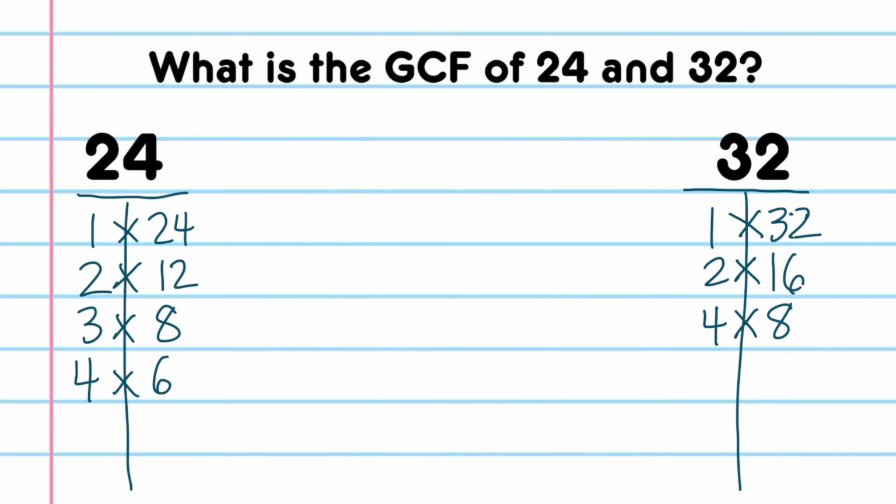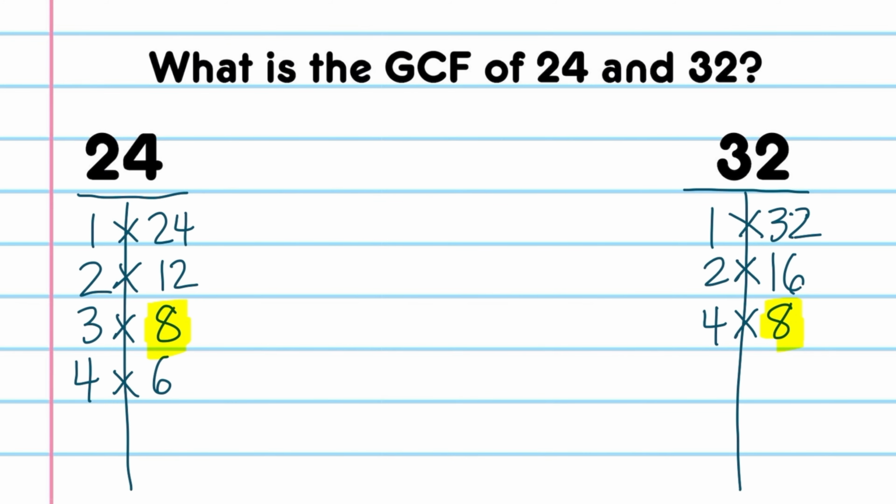I know that both share a 1, a 2, a 4, and an 8. So what is the biggest number that they have in common, or the biggest factor that they have in common? In this case, it's 8. Now, many times people will automatically look at those two numbers and say 4, but the greatest common factor is 8 because that is the biggest factor that they have in common.